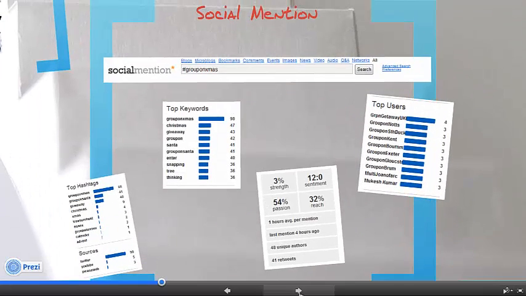Social Mention searches all user-generated content. More specifically, it looks at the strength of your brand or campaign, that is, the likelihood your brand or campaign is being discussed in social media. It also measures sentiment, the ratio of positive to negative mentions. Social Mention also looks at reach, top keywords, top users, top hashtags, and which source is discussing your brand or campaign most.